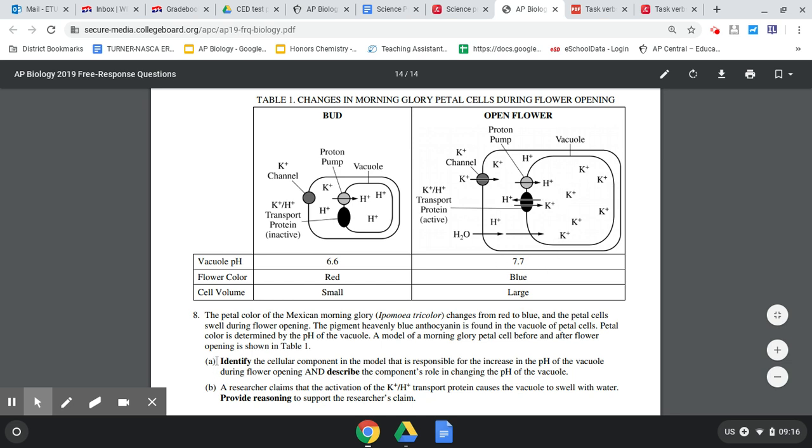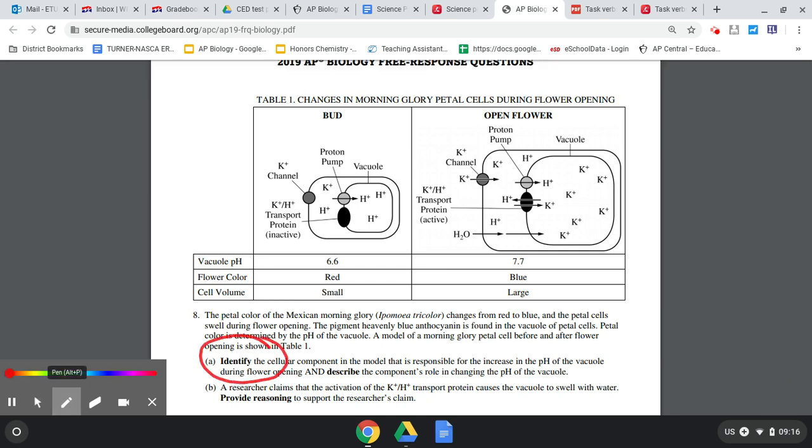Now it says, here's one of our task verbs for this. It says identify the cellular component in the model that's responsible for the increase in the pH of the vacuole. Okay, so what's the thing that made the hydrogen ions leave? This is science practice 1 because you have to have an understanding of what pH is, and pH means hydrogen ion concentration. So what's allowing those hydrogen ions to leave? That would be this guy right here, the potassium hydrogen ion transport protein.